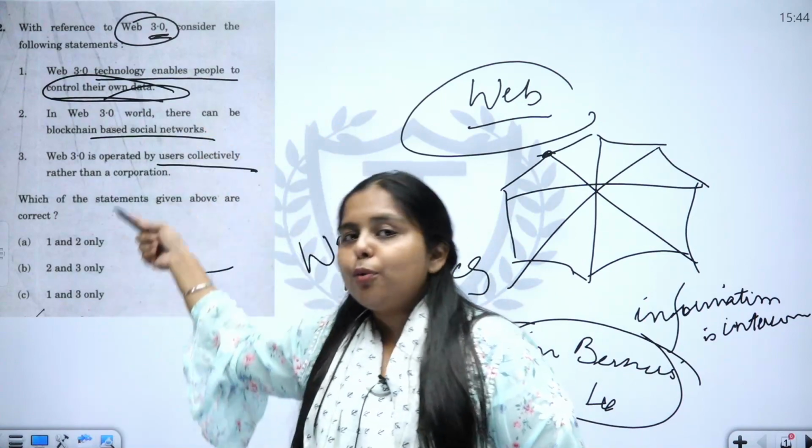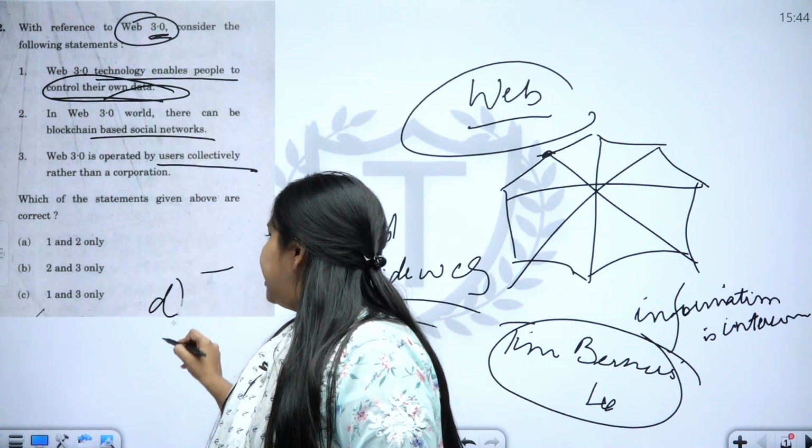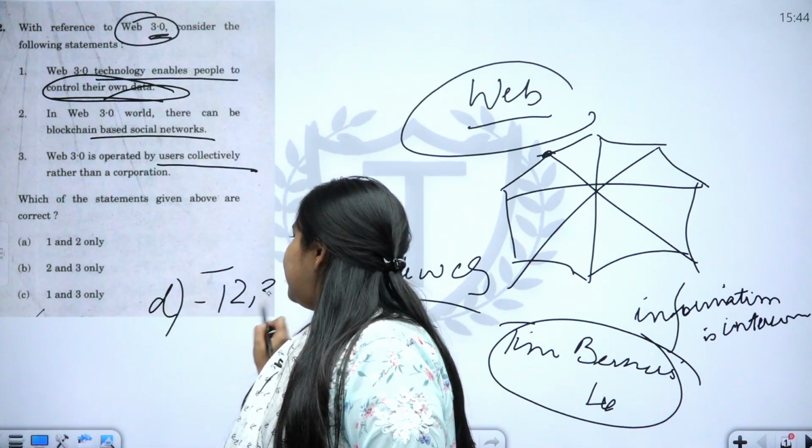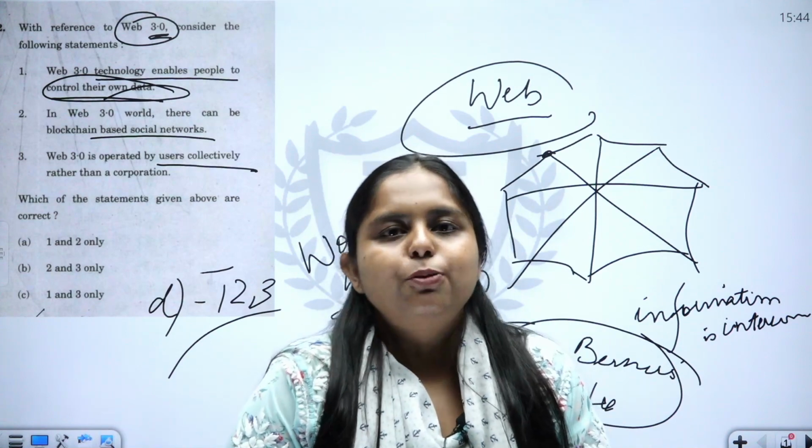As we know, we have verified that all of these are correct. So the answer here should have been D, 1, 2 and 3. So with this, we end the discussion for Web 3.0.